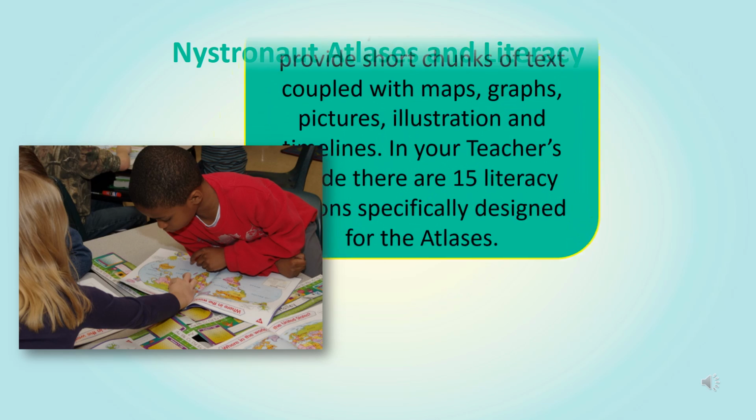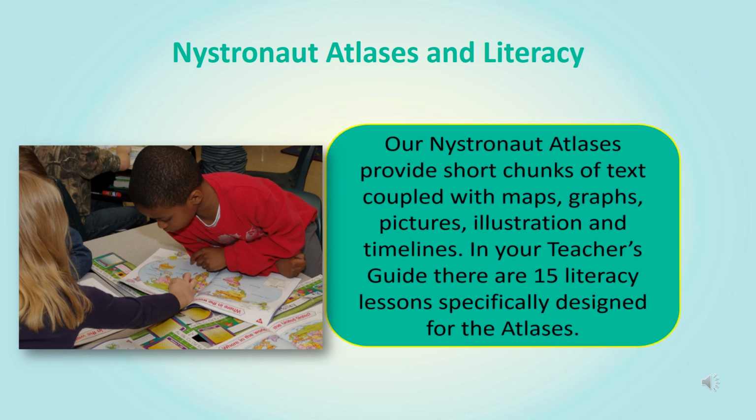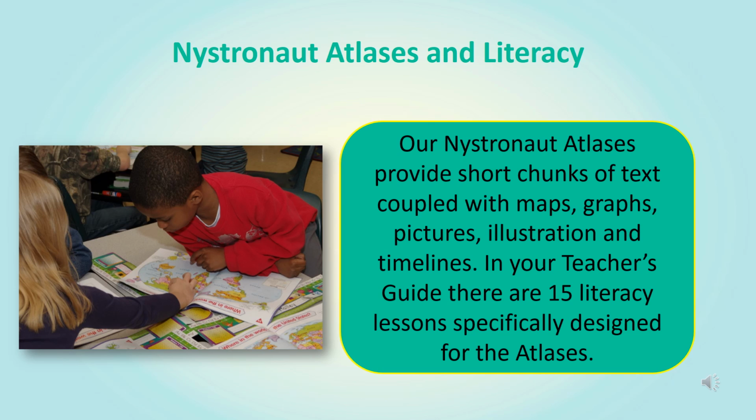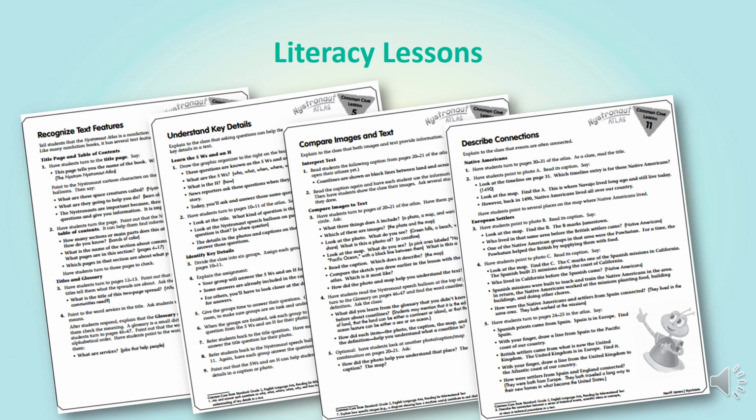Another way in which you can make a cross-curricular connection using Exploring Where and Why is by using our atlases. The atlases provide short chunks of text coupled with maps, graphs, pictures, illustrations, and timelines. In your teacher's guide, there are 15 literacy lessons specifically designed to be utilized with your atlas. As you can see from the examples, students apply such skills as recognizing text features, understanding key details, comparing images and text, and describing connections.